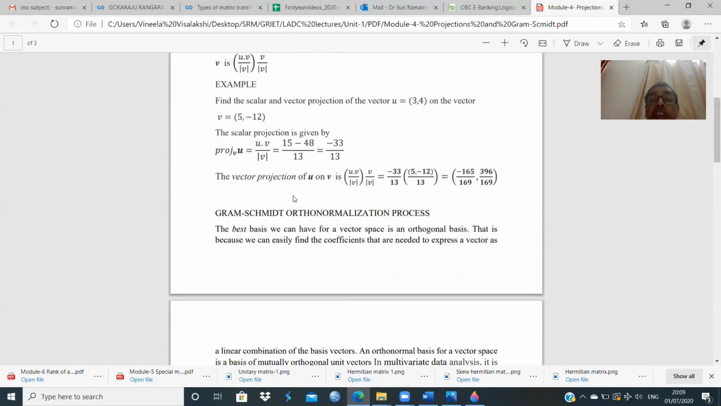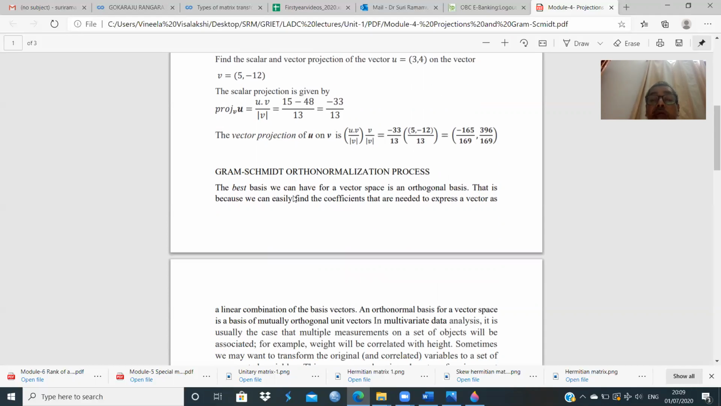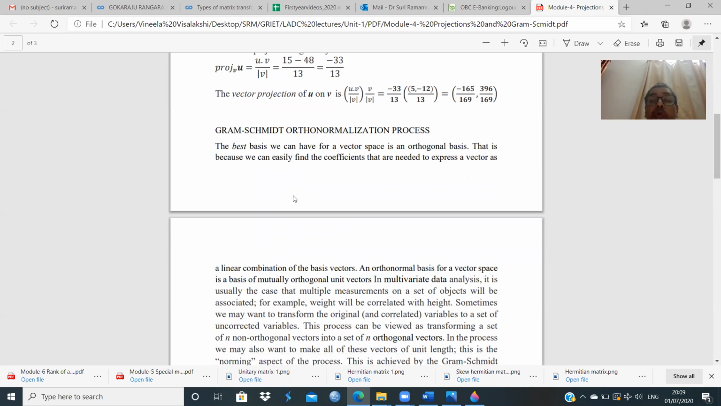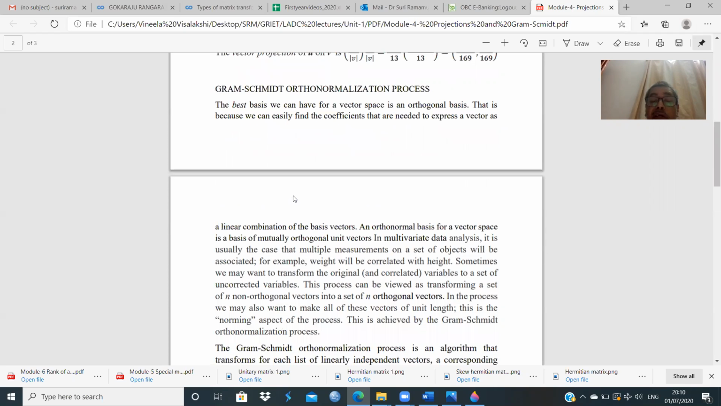Once the projection is understood, the Gram-Schmidt process can be taken up. The Gram-Schmidt process does two things. From a set of linearly independent vectors which are non-orthogonal, it returns a new set of mutually orthogonal vectors, and we can also transform these new orthogonal vectors into orthonormal vectors. Having a set of orthonormal vectors is beneficial because we can define a new coordinate system.